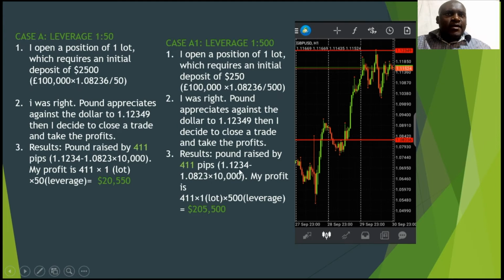So here I also have to calculate the pips. The price at which I took my take profit minus the price at which I opened the trade, times 10,000, is going to give me 411 pips. So my take profit is 411 pips times the lot size, which is 1, times 500, the leverage, which is going to give me $205,500. So the higher the leverage, the higher the reward. The lower the leverage, the lower the reward. That's the way it is.